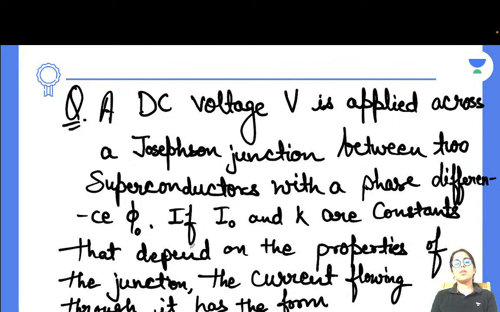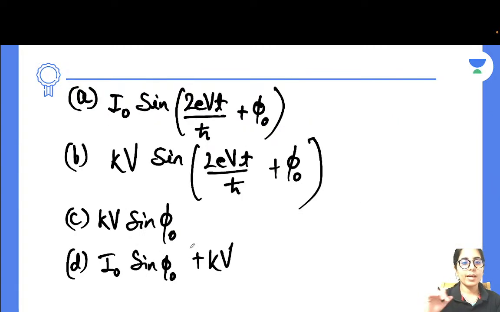So in this case, they have given you a DC voltage V applied across a Josephson junction, and this is basically related to the Josephson effect. Between two superconductors with a phase difference which is phi naught, if I naught and k are constants that depend on the properties of the junction, then the current flowing through it has the form. What kind of current expression do we get? That's what they're asking you to find.